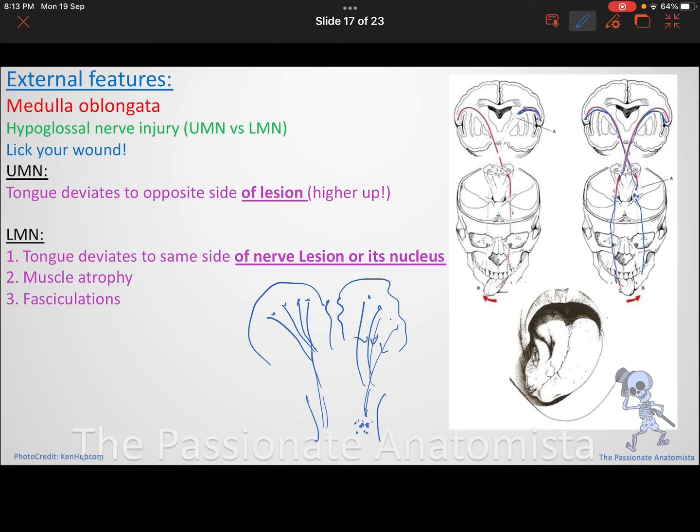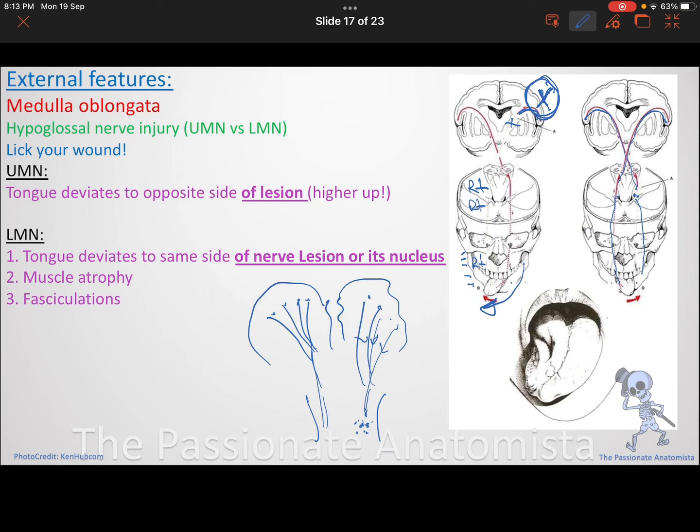Now, if I have an upper motor neuron lesion on the left side here, I don't have any information coming to the right side of my body. So the right hypoglossal nerve will have a problem, and the right genioglossus muscle is not going to work. So the left muscle is going to push my tongue where? To the side of the lesioned what? Nerve and muscle, not to the side of the lesioned upper motor neuron.